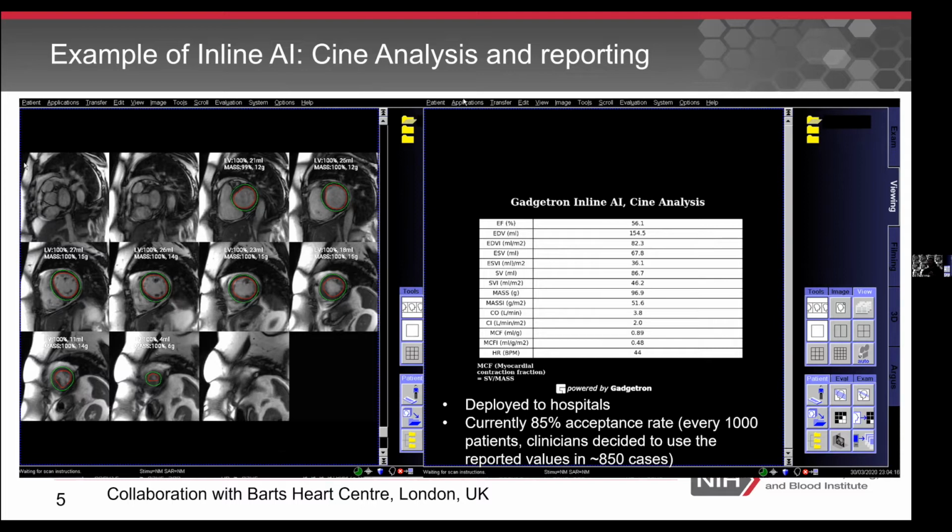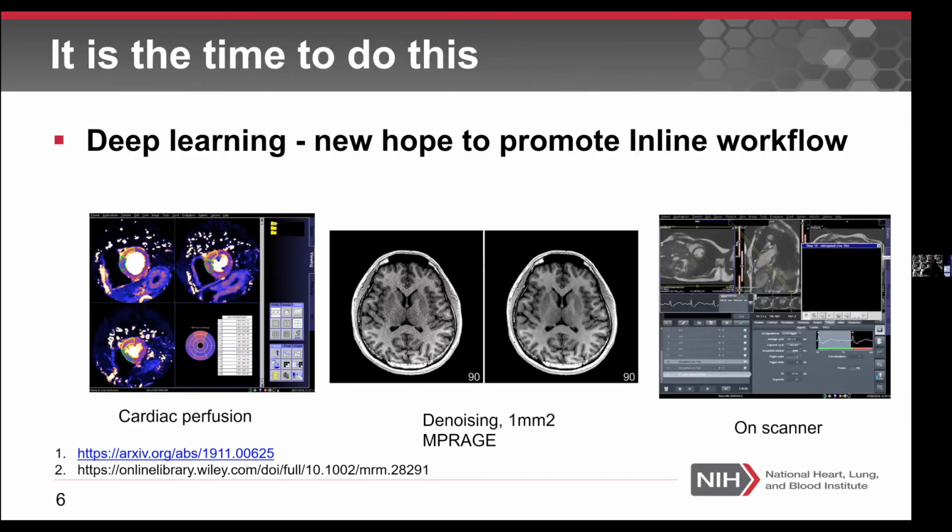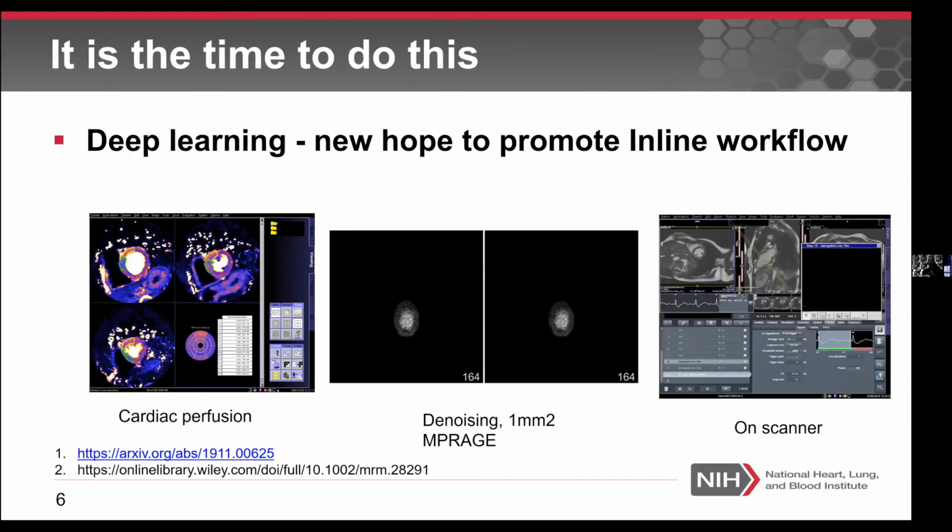So we have to ask what the acceptance rate is, which means for every 100 consecutive patients, how many times the clinician decides to use the numbers this application spits out. With deep learning, this whole problem is solvable. So we can achieve at this moment about 85% of the cases. So that's one example.